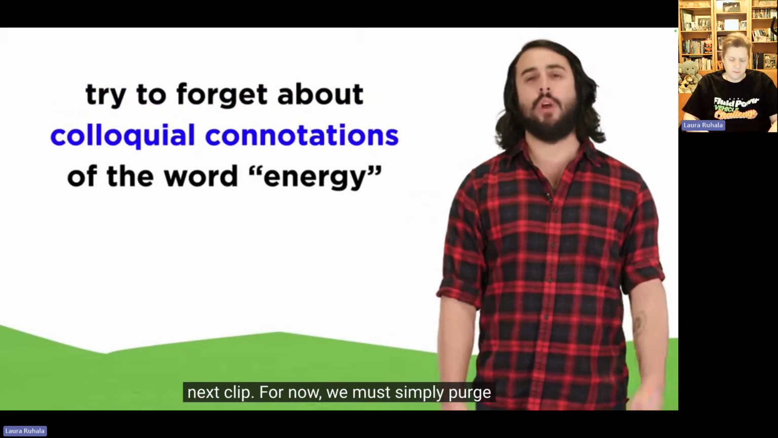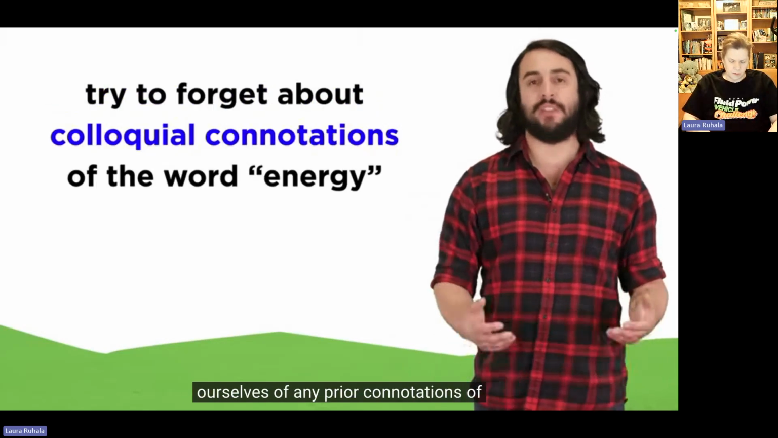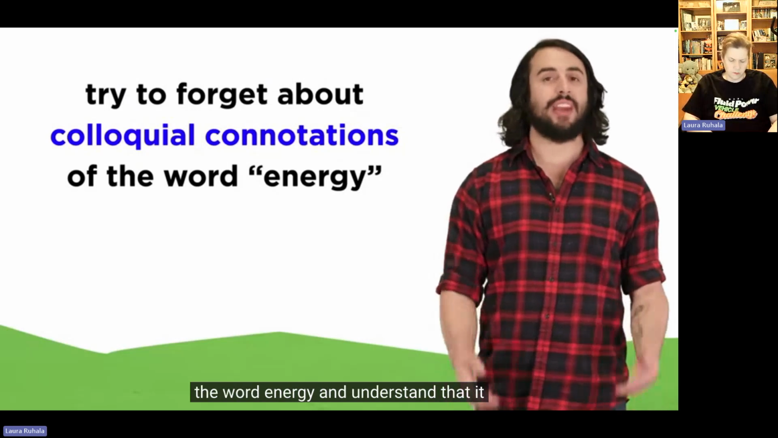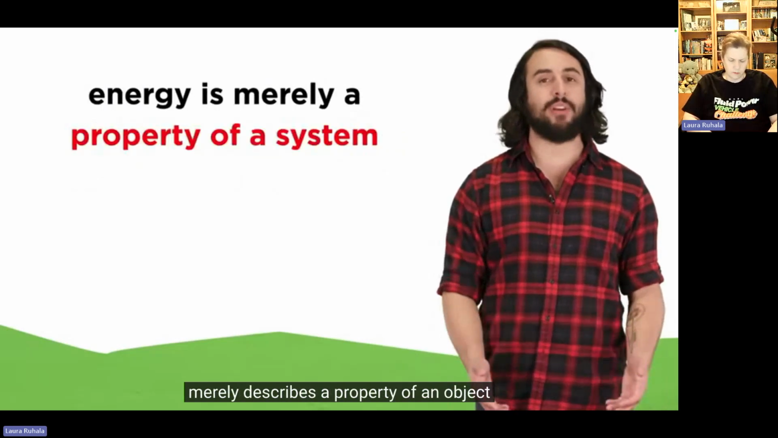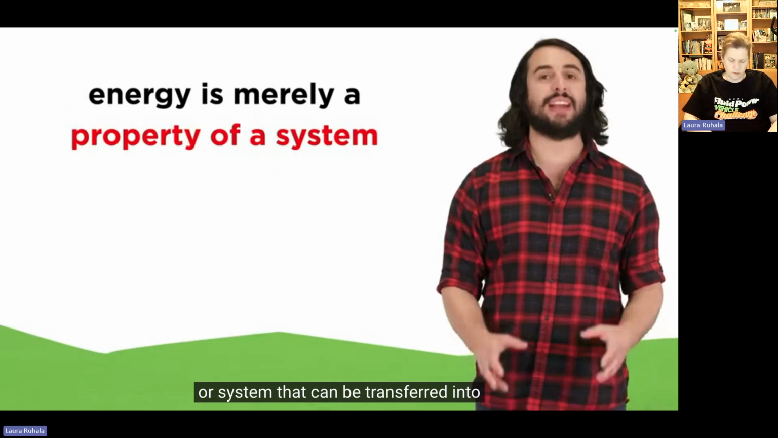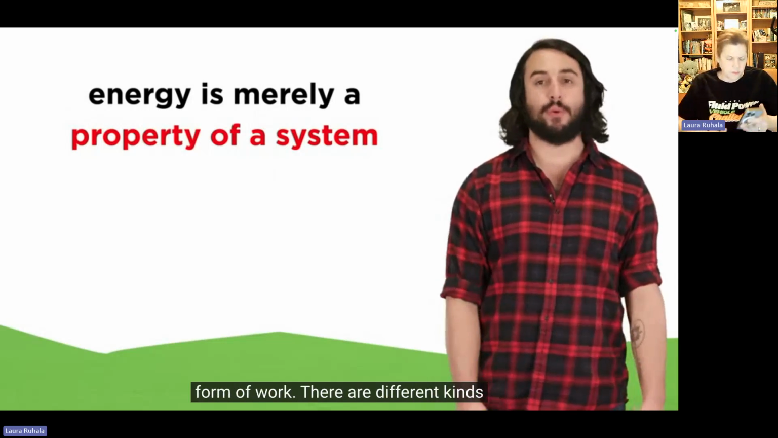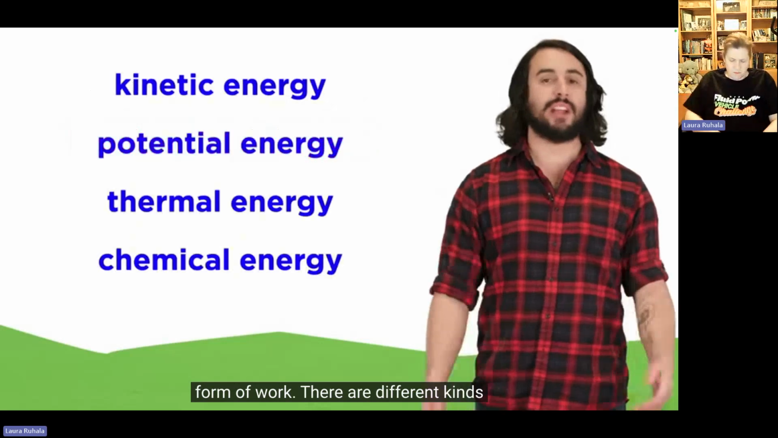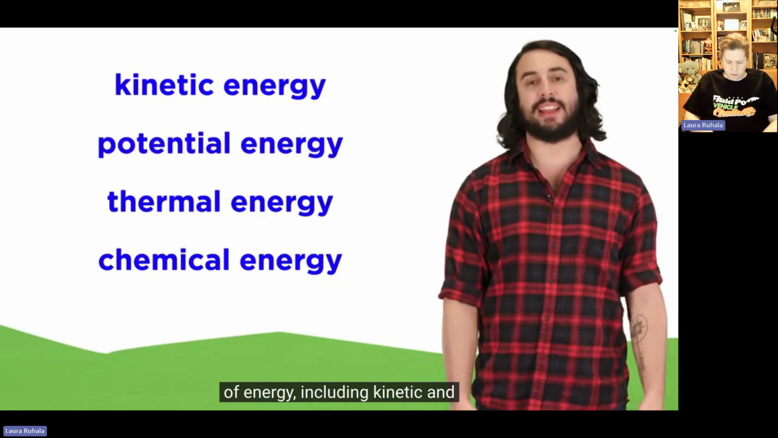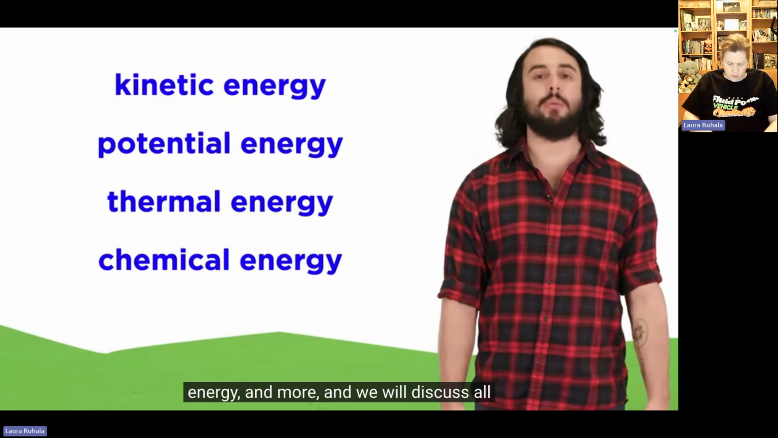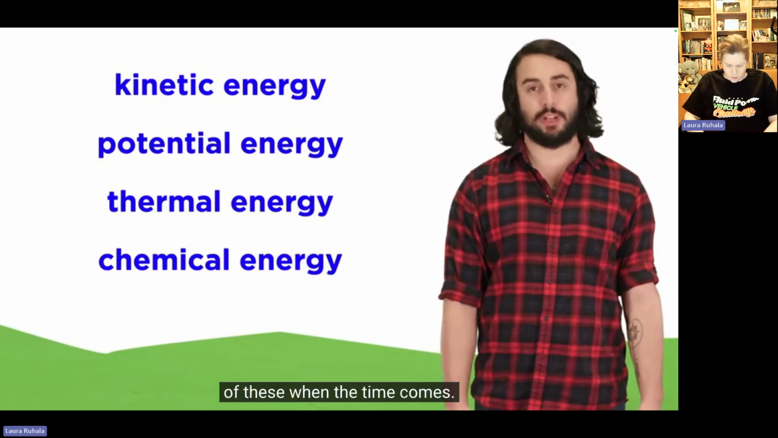For now, we must simply purge ourselves of any prior connotations of the word energy and understand that it merely describes a property of an object or system that can be transferred into another object or system, often in the form of work. There are different kinds of energy, including kinetic and potential energies, thermal energy, chemical energy, and more, and we will discuss all of these when the time comes.